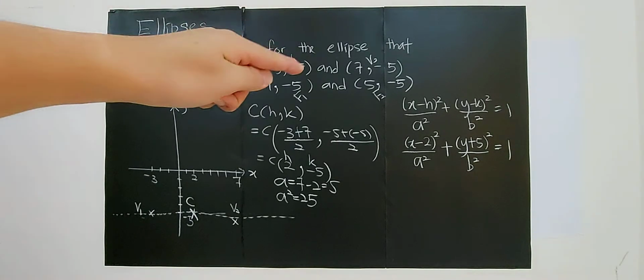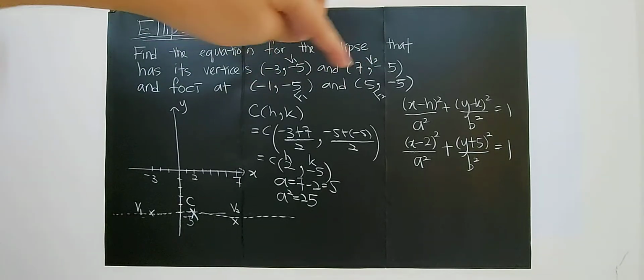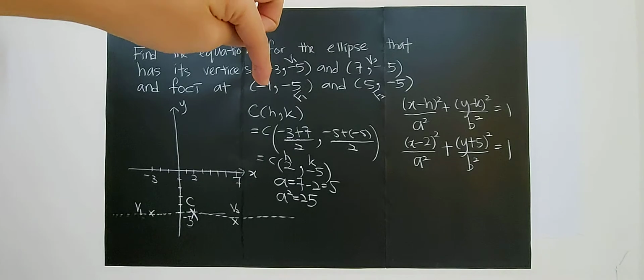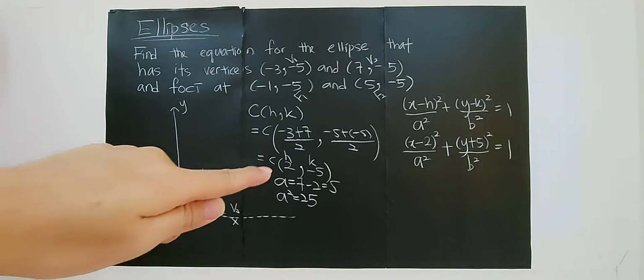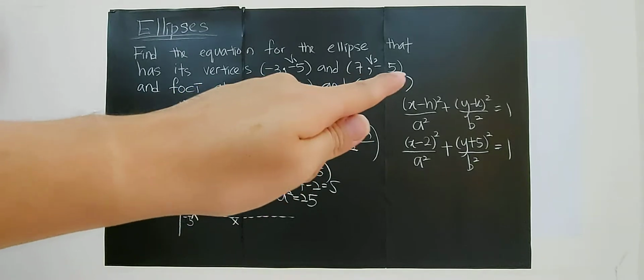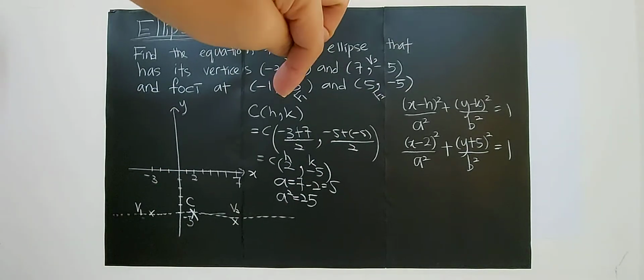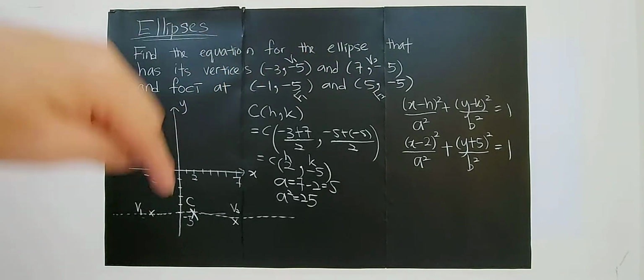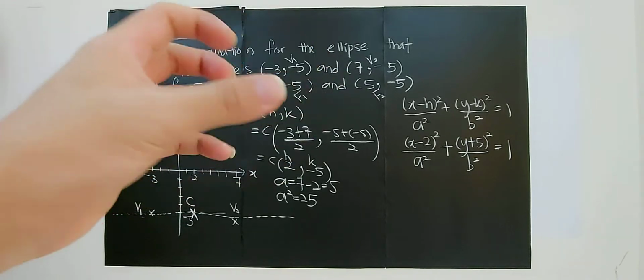So, the question has already given you the foci, right? If you're using the foci to find the midpoint, you are still getting the center. -1 plus 5, we have 4. 4 divided by 2, you are still getting 2, right? -5 plus -5 divided by 2, you're getting -5. It's the same. Either you're using vertices or foci, you can find the center of the ellipse.